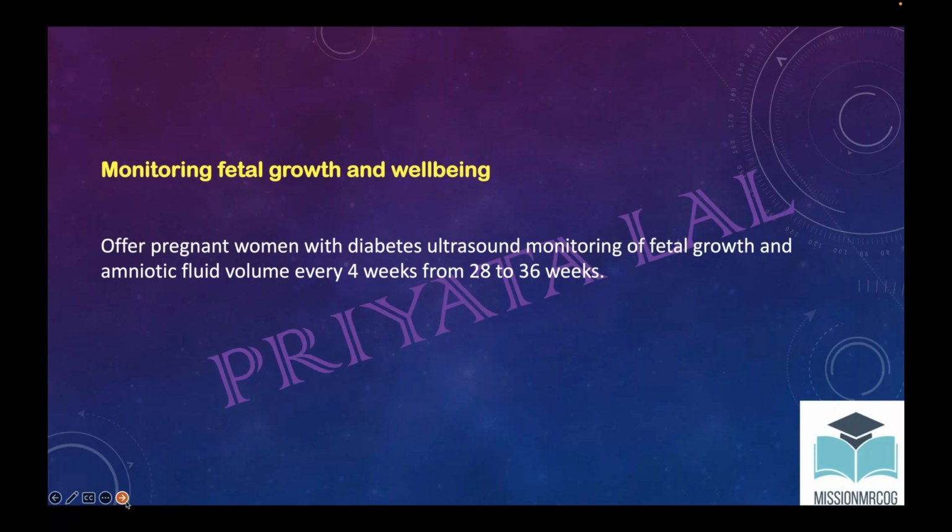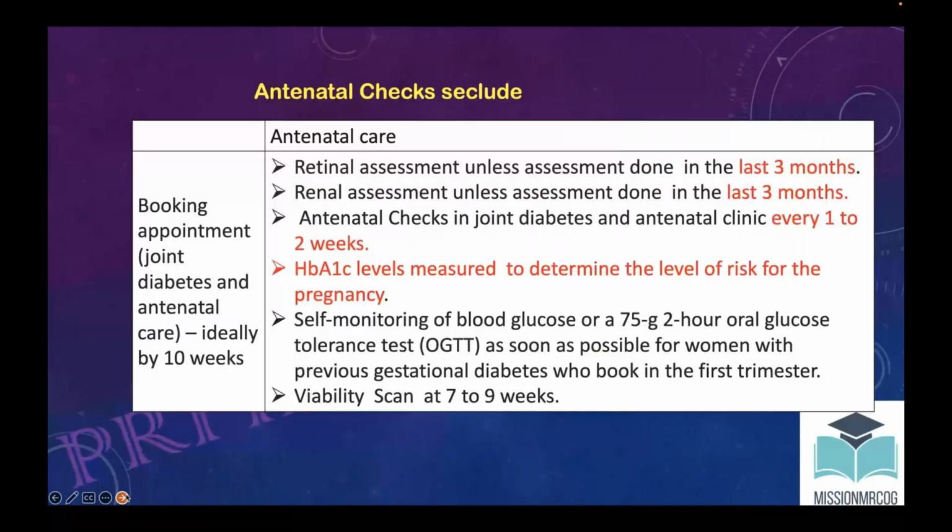Now this is the same. That is a summary, given in the guideline also. So whenever you see a patient that is pregnant and diabetic, she will be seen in a joint diabetic and antenatal clinic. Booking visit should be ideally by 10 weeks. They're recommended by NICE also. So this is the same thing I have just spoken.